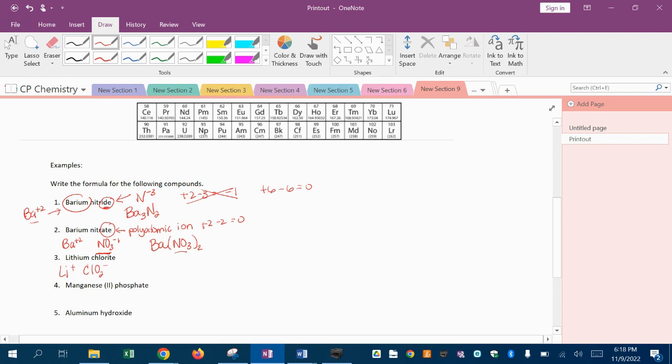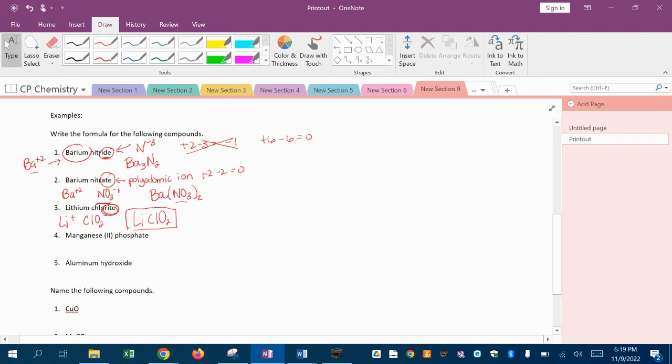I do have a polyatomic ion of chlorite, but since I only need one of them, I do not need parentheses. So it's just LiClO2. And again, this has an "ite" ending. That tells me it's a polyatomic ion, so it's not off the periodic table. I have to know my ions. So here's our answer, LiClO2. No parentheses in this one.